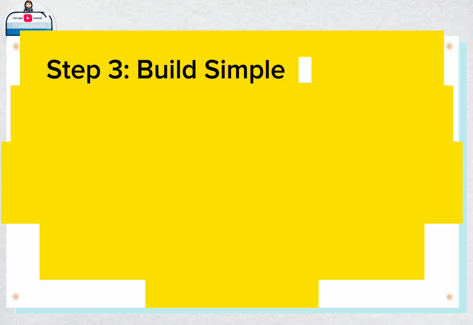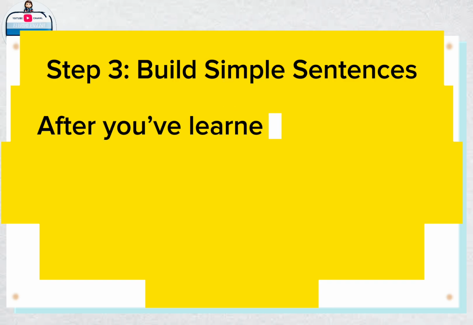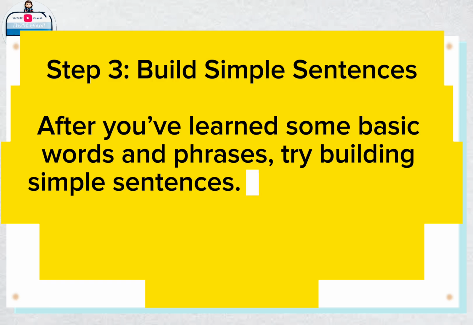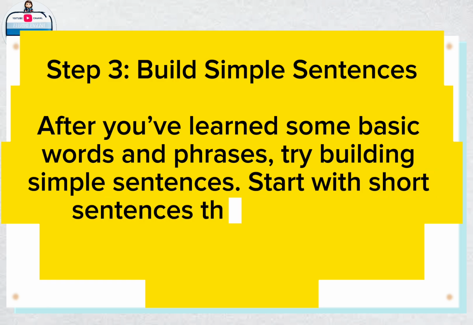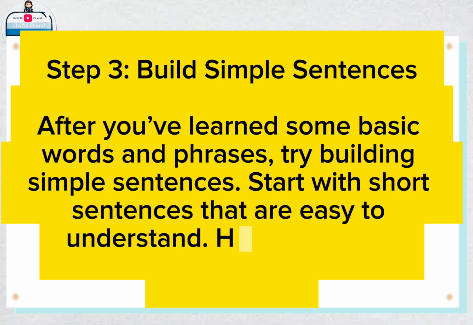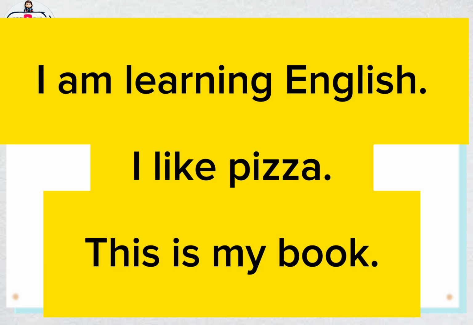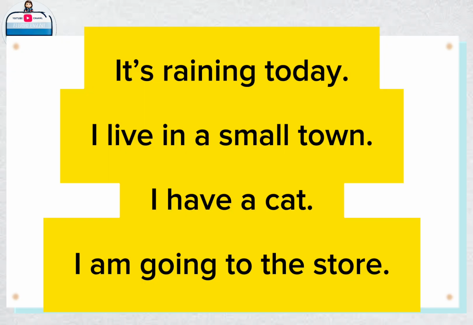Step 3. Build simple sentences. After you've learned some basic words and phrases, try building simple sentences. Start with short sentences that are easy to understand. Here are some examples. I am learning English. I like pizza. This is my book. It's raining today. I live in a small town. I have a cat. I am going to the store.